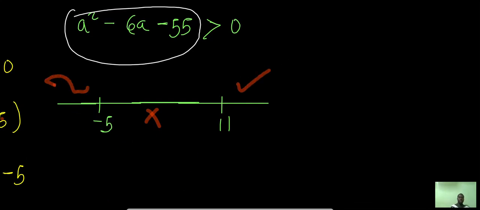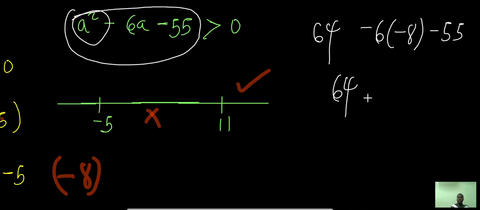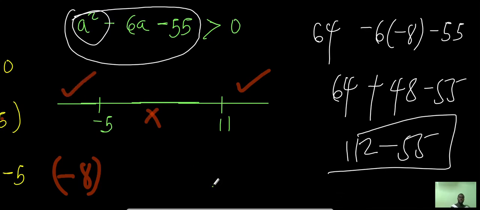Okay, let's test in this region all numbers less than negative 5. Let's just put negative 8. Let's test with negative 8. So put it here, you have minus 8 squared, that's 64, minus 6 into minus 8, minus 55. Let's see if that number will be greater than 0. That's 64 plus 8 times 6 is 48, minus 55. 64 plus 48, 112, minus 55. So 112 minus 55 is a positive number which is greater than 0. It means this region is also satisfied.